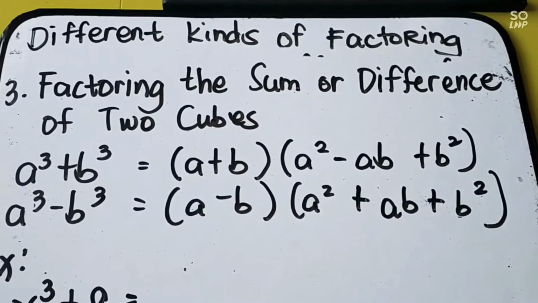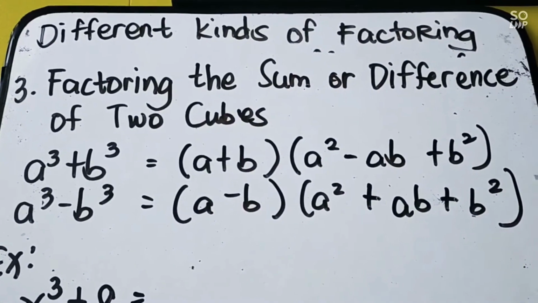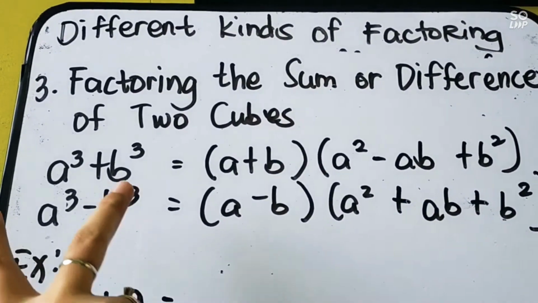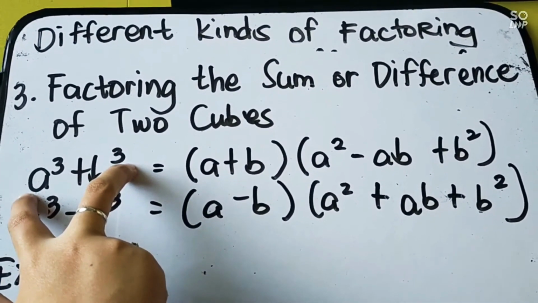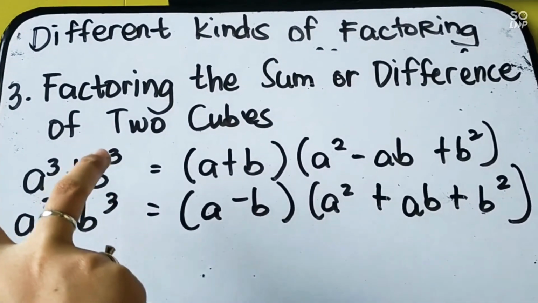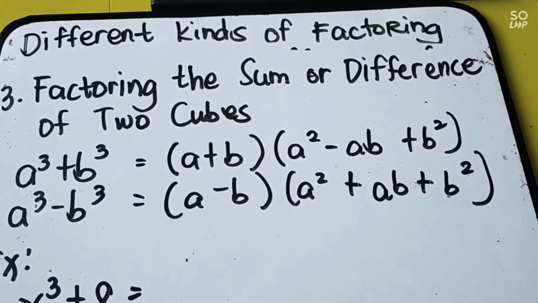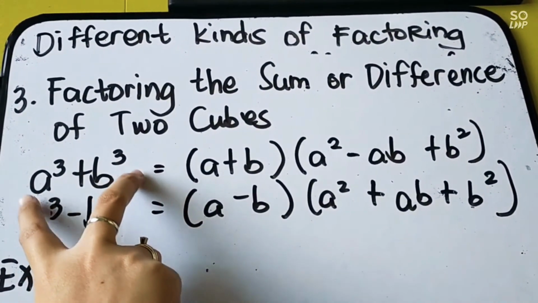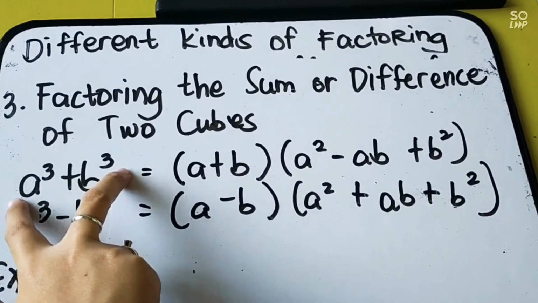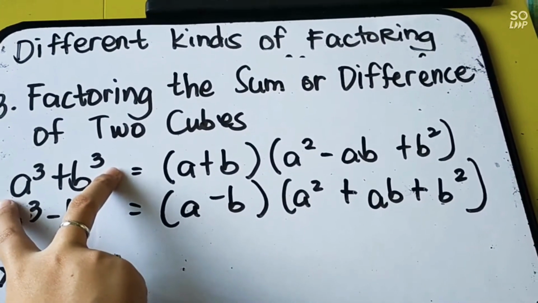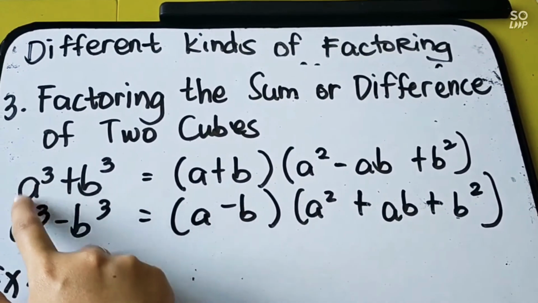So, we have factoring the sum or difference of 2 cubes. This time, both numbers or both variables or both terms are cubes, perfect cubes. Earlier, the terms were perfect squares but difference only. This time, it can be a sum or a difference. So, here's the pattern. If you have a cube plus b cube, a cube and b cube are perfect cubes. Okay, so for us to find the factors of the given sum of 2 cubes, you are going to find the cube root of a cube and b cube.